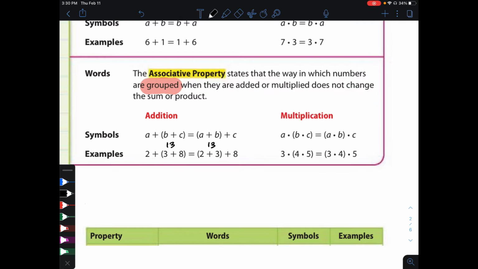And that holds true for multiplication as well. In multiplication, when we have A times the quantity B times C, it's the same as the quantity A times B, times C. Again, the order did not change, A, B, C, A, B, C, but the parentheses or the grouping changed. B times C was grouped here, A times B was grouped on the other side of the equation.